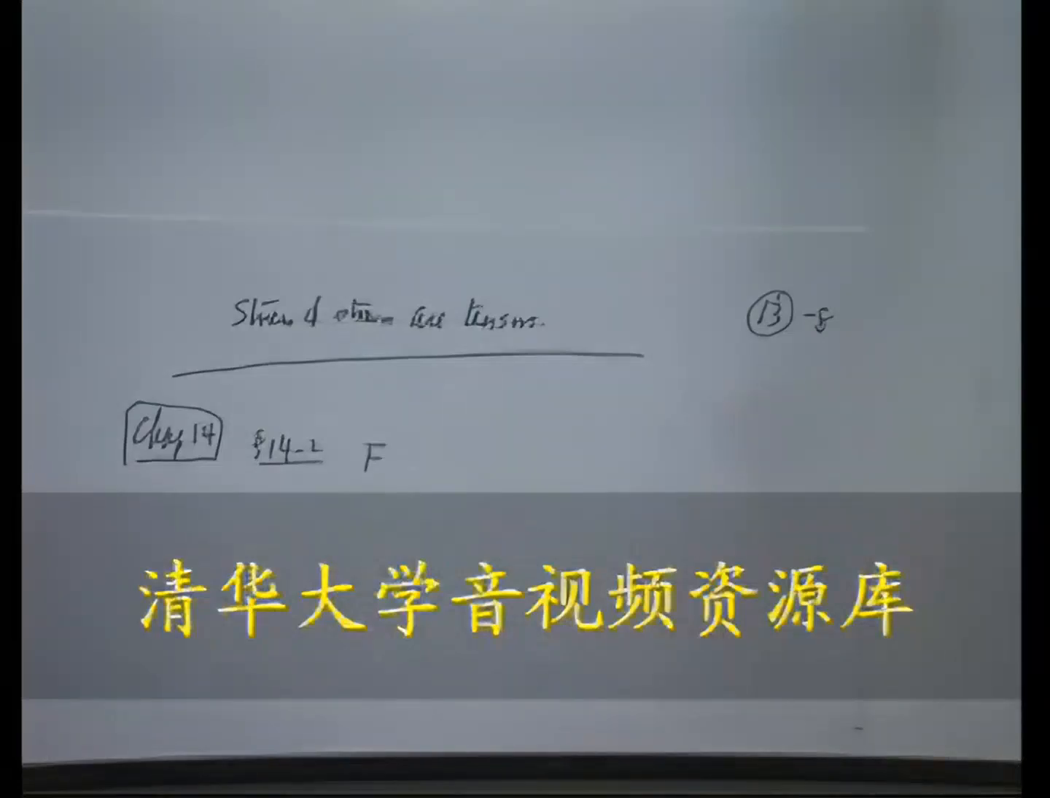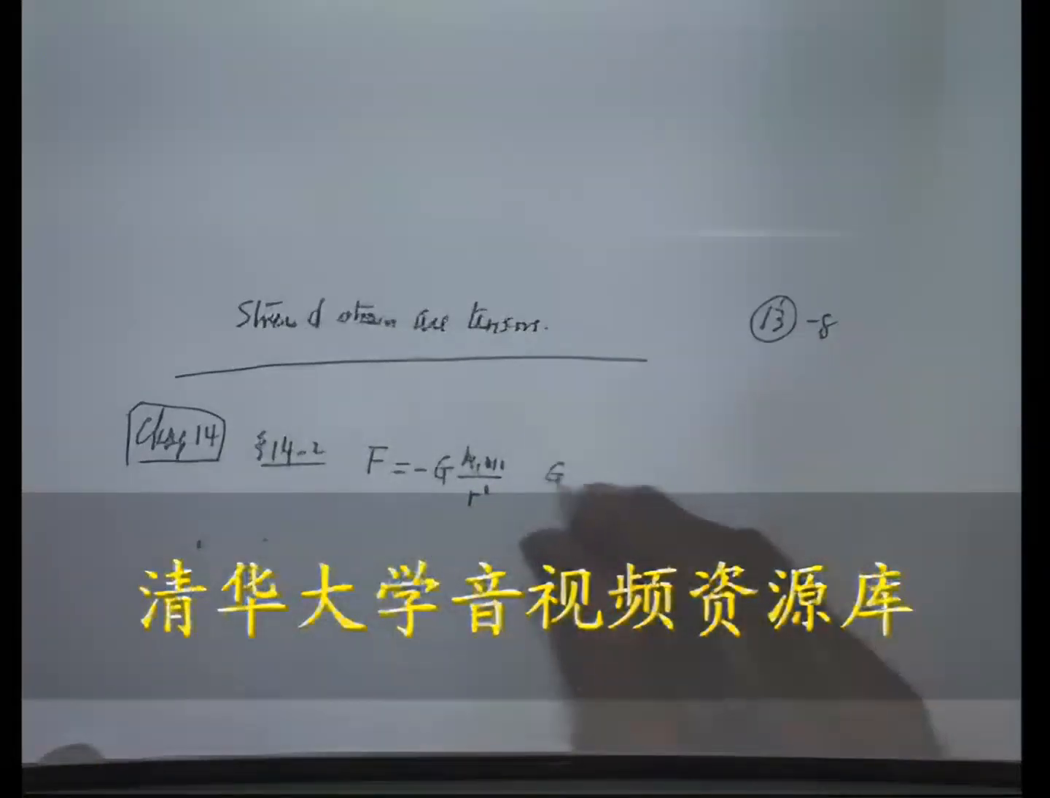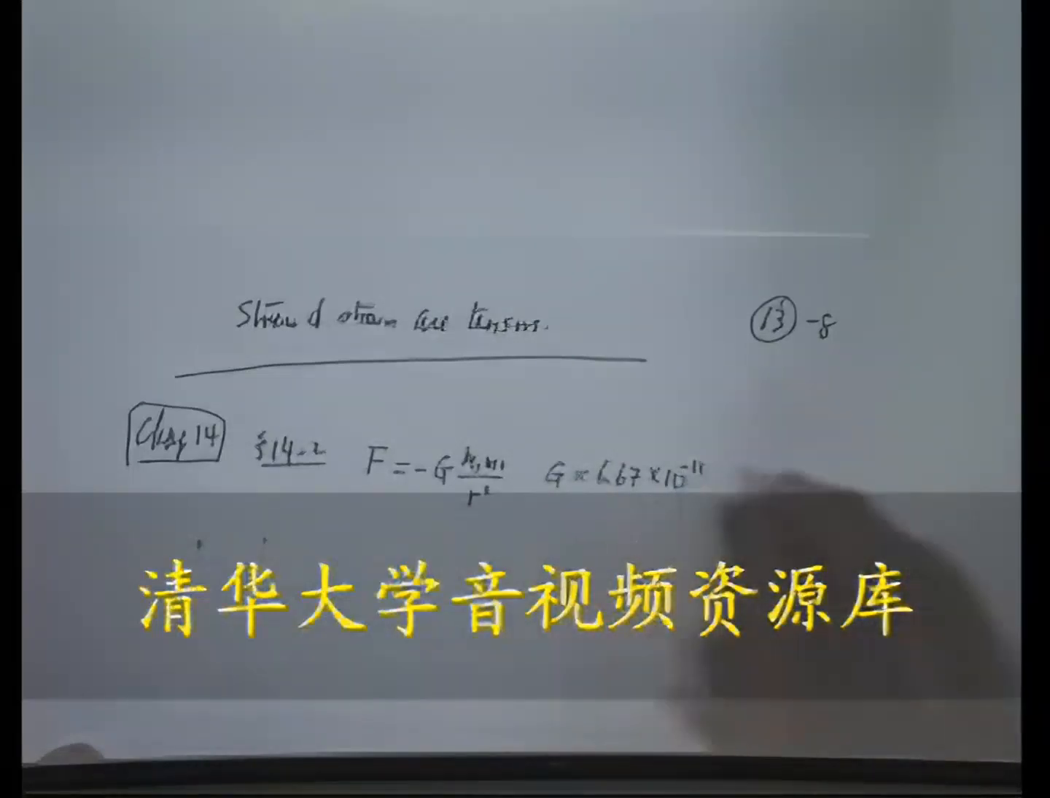The gravitational force between 2 points is equal to, we usually write a minus, the gravitational constant times the mass of the first one, times the mass of the second one, divided by r squared, where G is equal to 6.67 times 10 to the minus 11 Newton meter squared divided by kilogram squared.